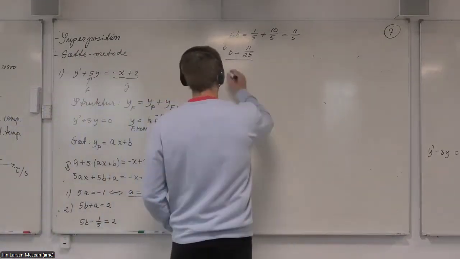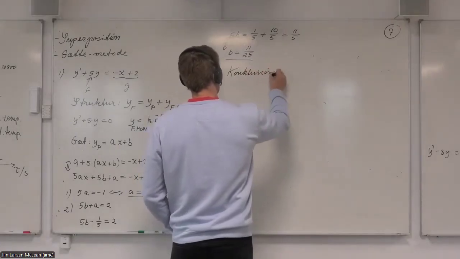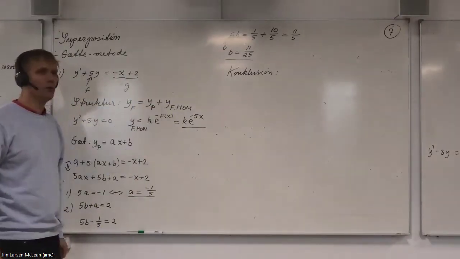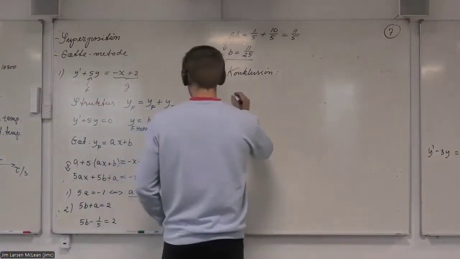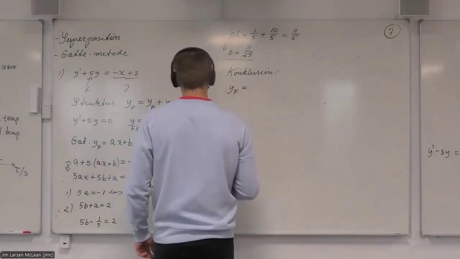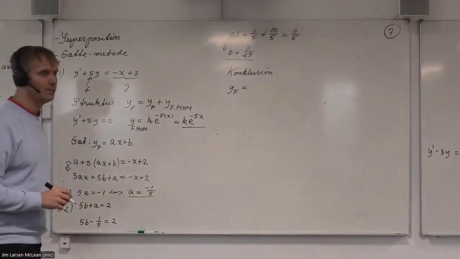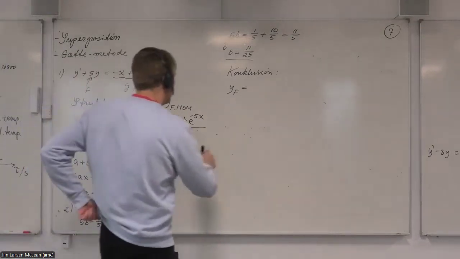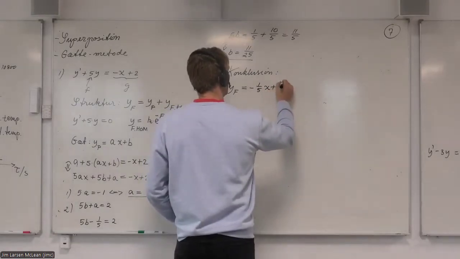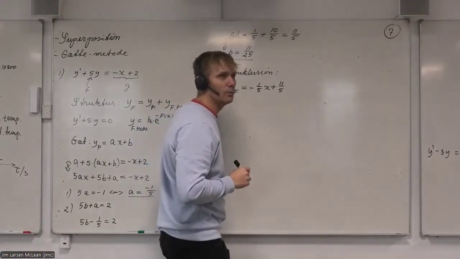So I need to present the entire conclusion. The conclusion is that we can solve the original differential equation that was here by simply following this solution structure. So what is the complete solution y to this differential equation? Well, it is the particular solution plus the complete solution to the homogeneous version. And the particular solution is negative 1/5 times x plus 11 over 5, because this was my a and this was my b, and I had guessed ax plus b.